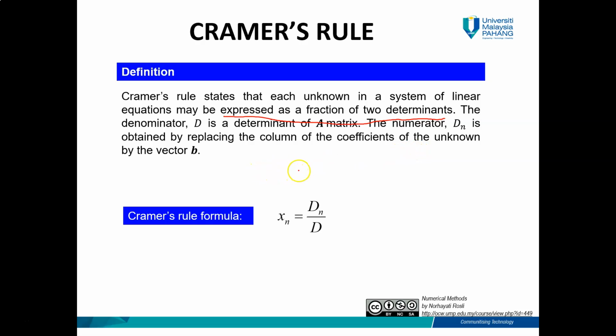So in this case, class, we can solve. For example, if we want to compute xn, the formula is given by Dn as the numerator divided by D. What is Dn? Dn is the determinant that we obtain by replacing the column of the coefficients of the unknown by the vector b. We will see the example later to apply this formula. And this D is the determinant of the A matrix.